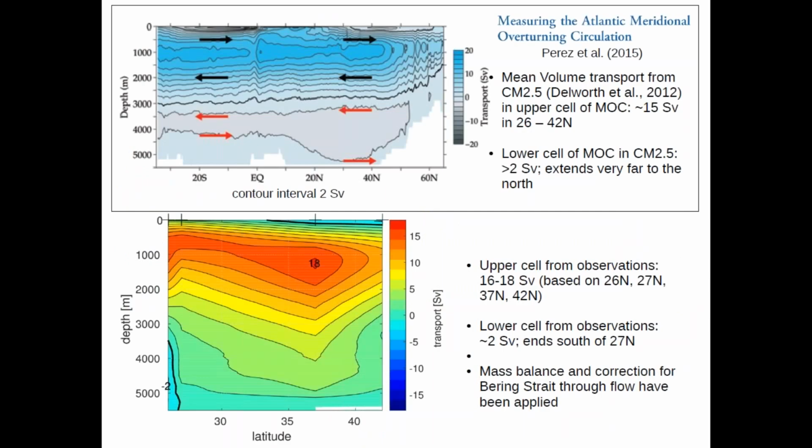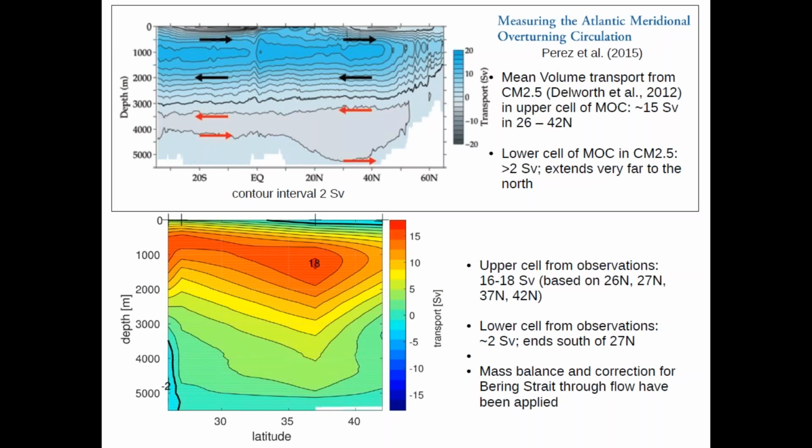And then we saw this little sketch up there already from the CM2.5 model, which had the upper cell of the MOC with about 15 sverdrups between 26 and 42 north. And then it had a pretty big, far north extending cell of the lower cell with a little bit more than 2 sverdrups. And then below here, those are the 4 latitudes that I used here. So it's 26, 27, 37, and 42.